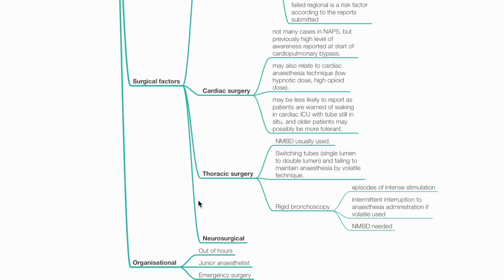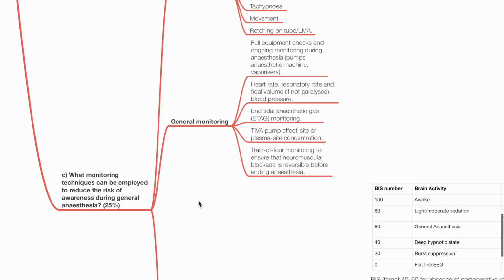In thoracic surgery, neuromuscular blockers are usually used. Switching tubes from single lumen to double lumen and failing to maintain anesthesia by volatile technique increases risk of awareness. During rigid bronchoscopy, episodes of intense stimulation, intermittent interruption to anesthesia administration if volatile anesthetic is used, and neuromuscular blocker use all increase the risk of awareness.